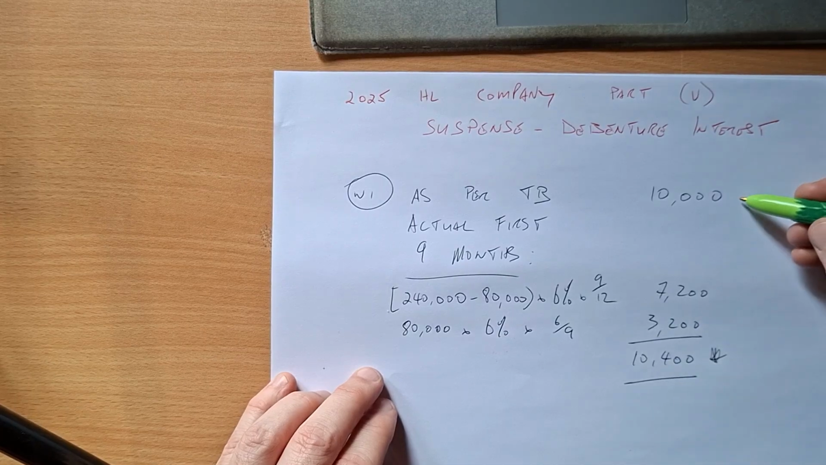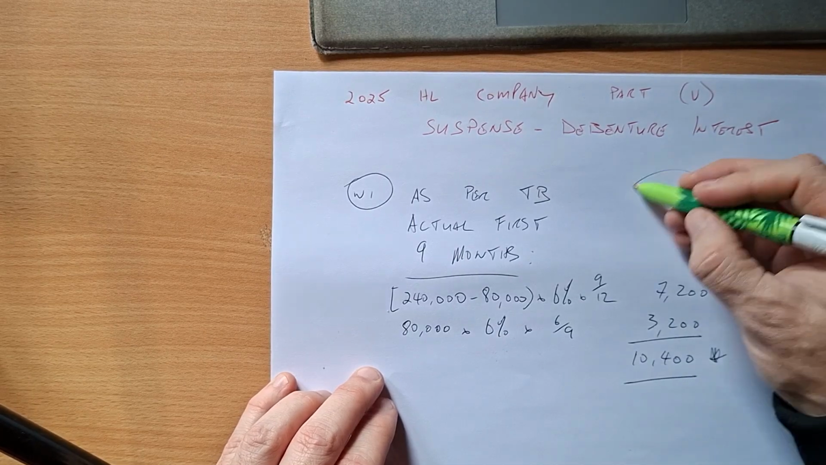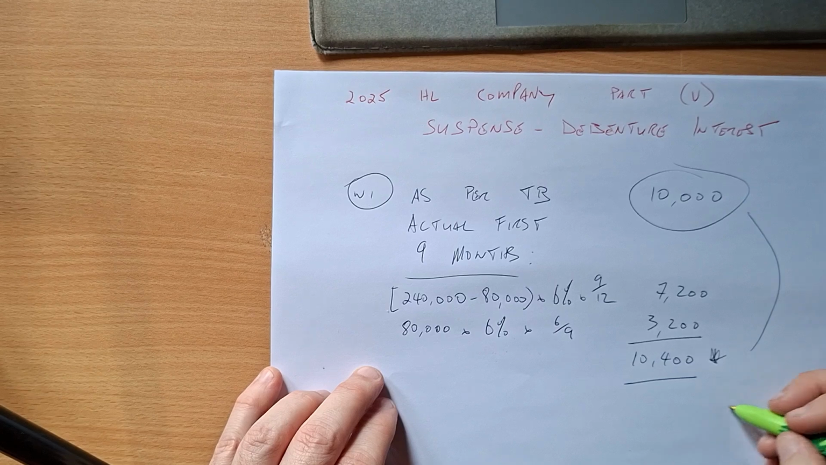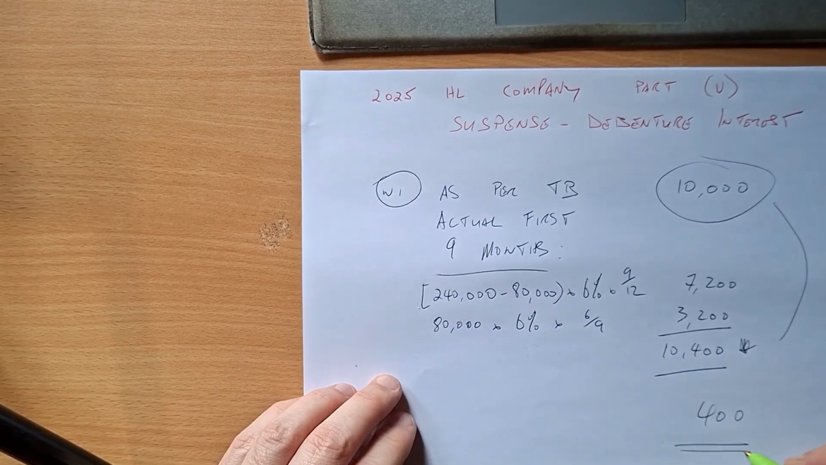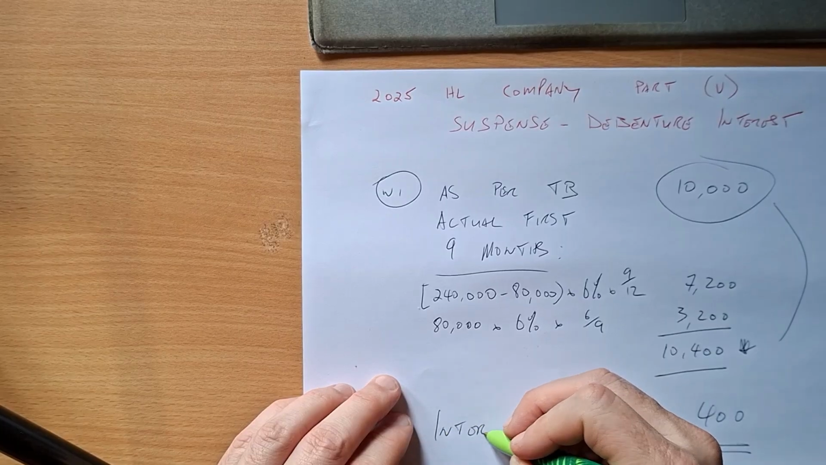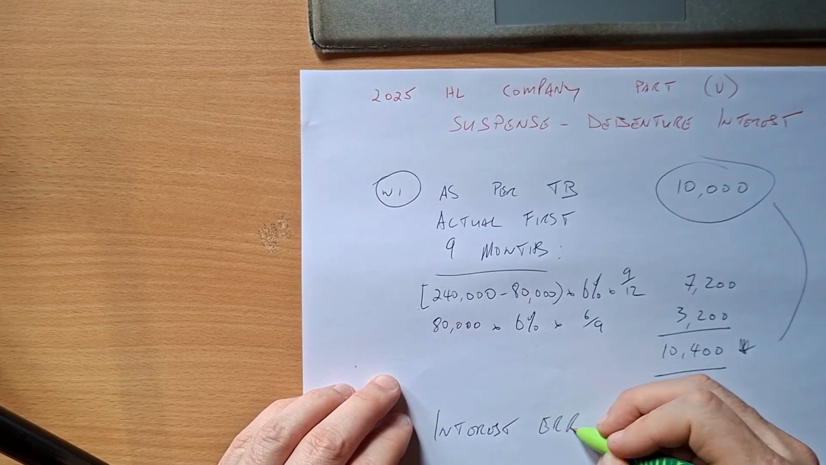All right. And the trial balance has 10,000 here. So we've got a difference of €400. So that €400, that's your interest error. Okay. So there's your interest error there.